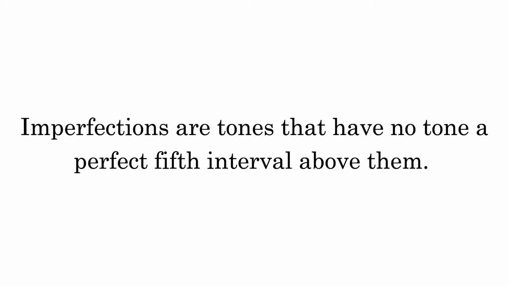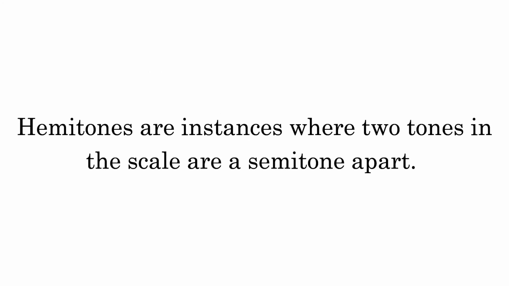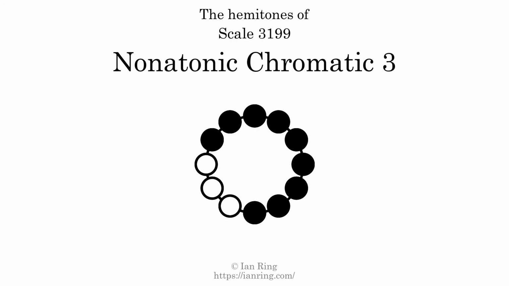Imperfections are tones that have no tone a perfect fifth interval above them. This scale has 3 imperfections. They are at positions here, here, and here. Hemitones are instances where 2 tones in the scale are a semitone apart. This scale has 8 hemitones. They are at positions here, here, here, here, here, here, here, and here.